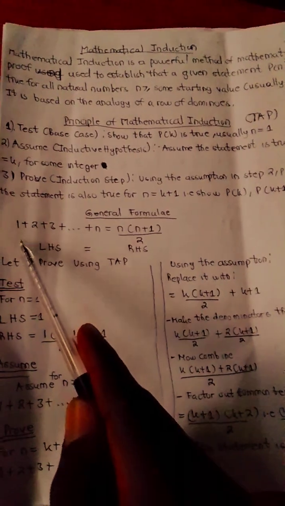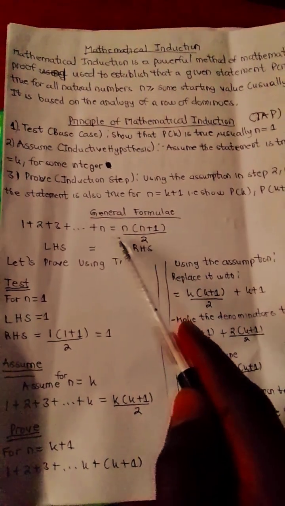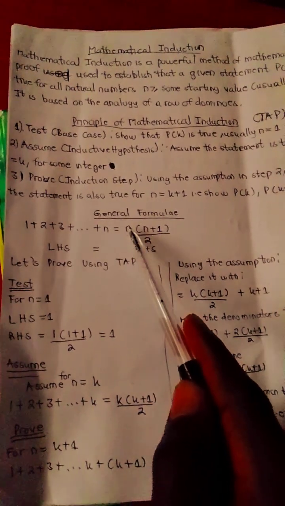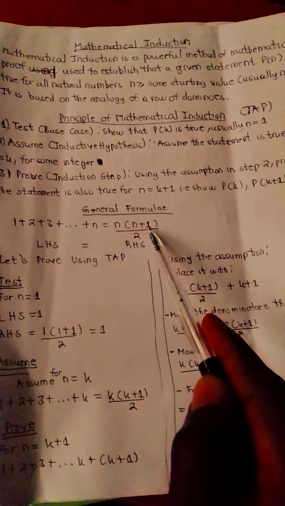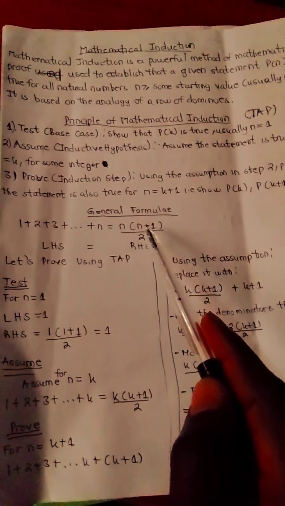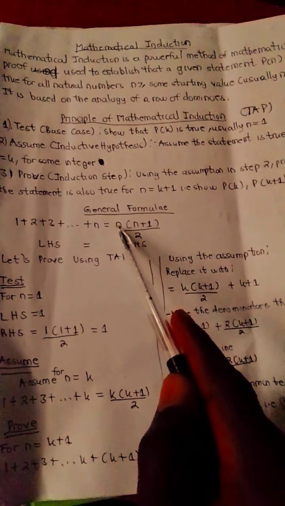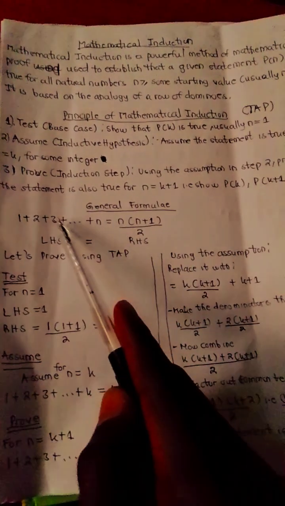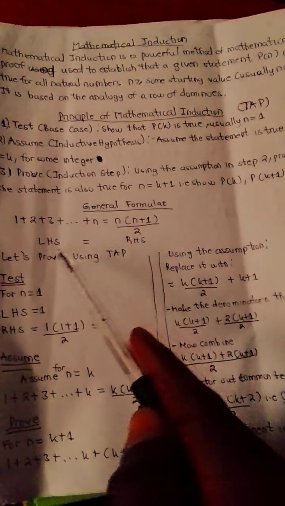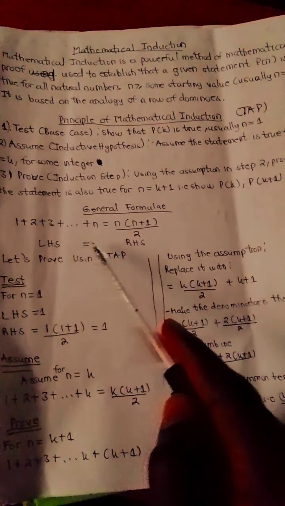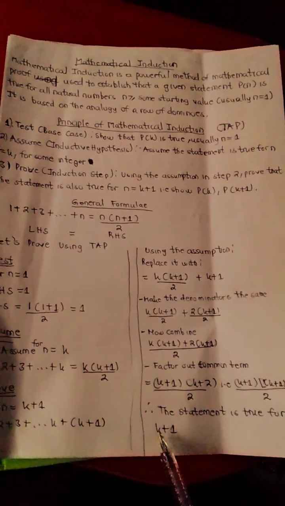2 plus 1, 3. Now, let us test for when n is equal to 3. We put 3 here, and we put 3 here. 3 plus 1, 4, right? 4 times 3, which is 12. 12 divided by 2, which is 6. 3 plus 2 plus 1, which is what? 6. So you can see that the values of the left-hand side correlate with the values of the right-hand side. That's why the statement here is true for k plus 1.